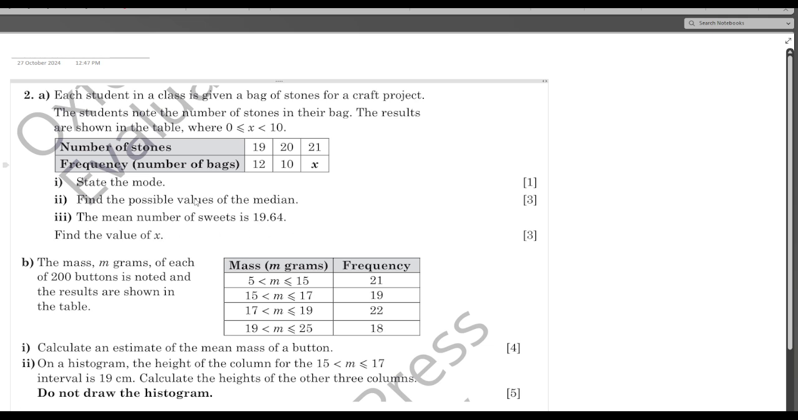The mean number of sweets: state the mode, find the possible value of the median, and the mean number of sweets is 19.64. Now it is not sweets, it is stones, right? So the question itself is a little bit confusing. Fine, no problem.